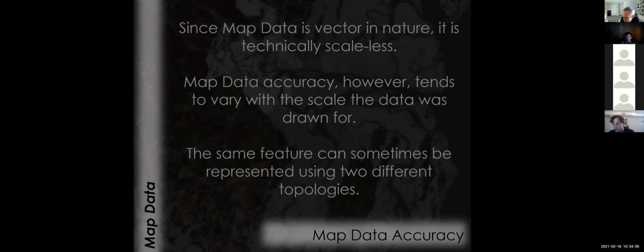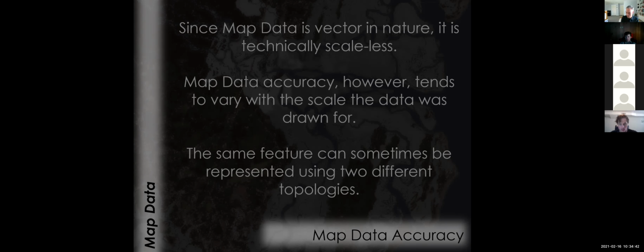And because of that, the same feature can sometimes be represented using two different topologies. So one example would be cities on a map, right? So if you look at a map of the state of Colorado, how do they typically represent cities? What topological level would they use to represent a city? Would they use a point, a line, or a polygon? Point. A point, right?